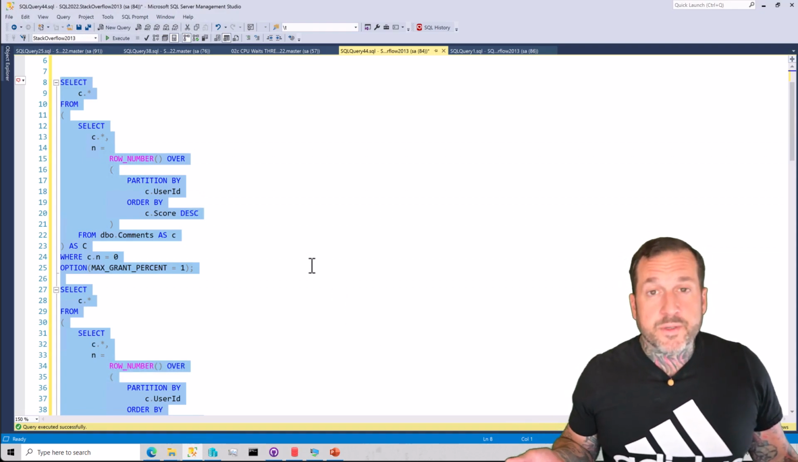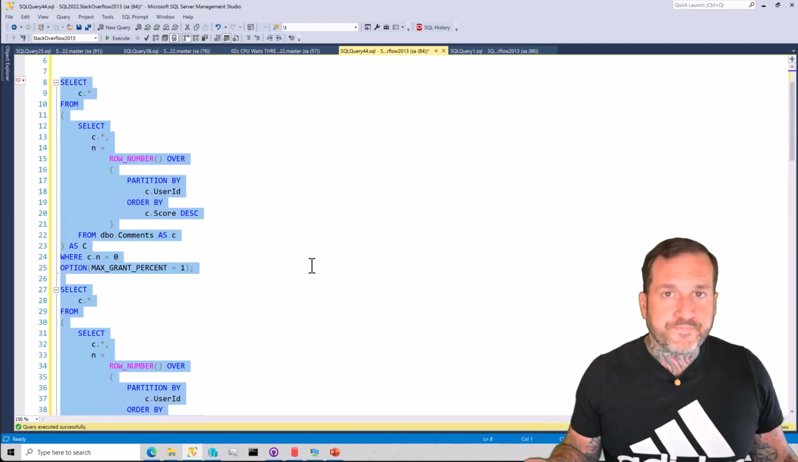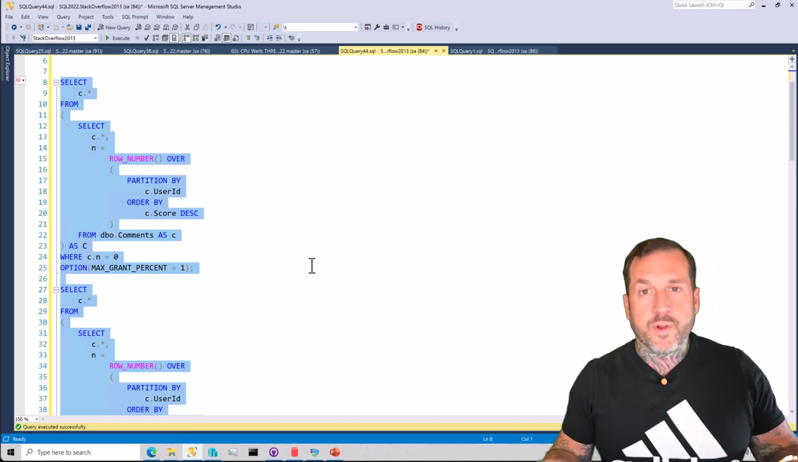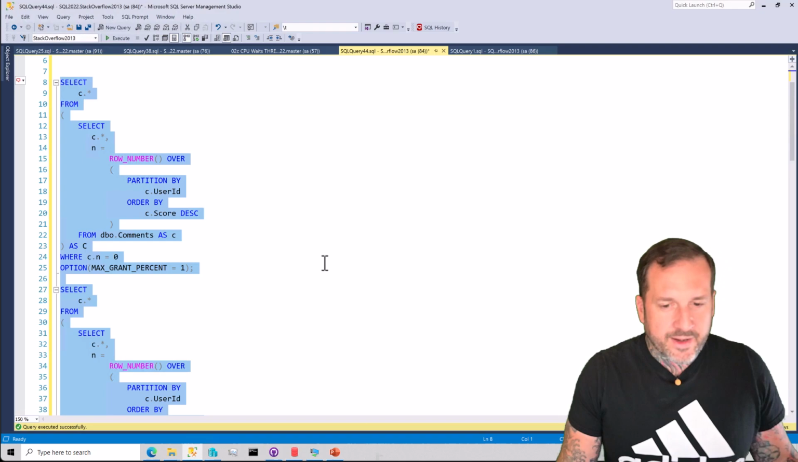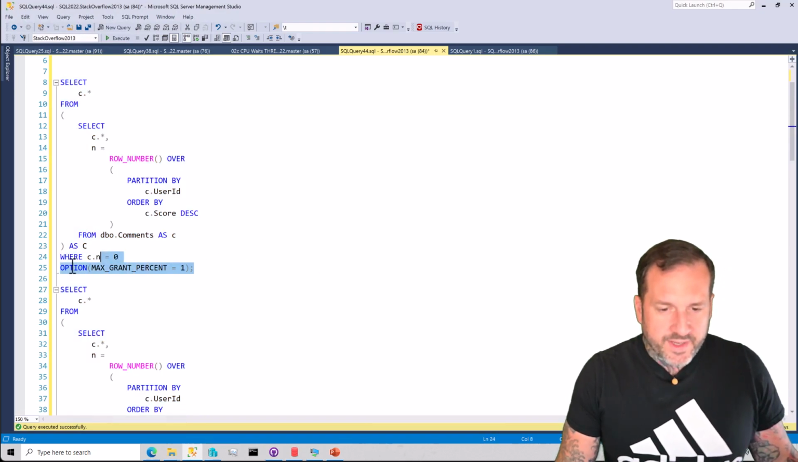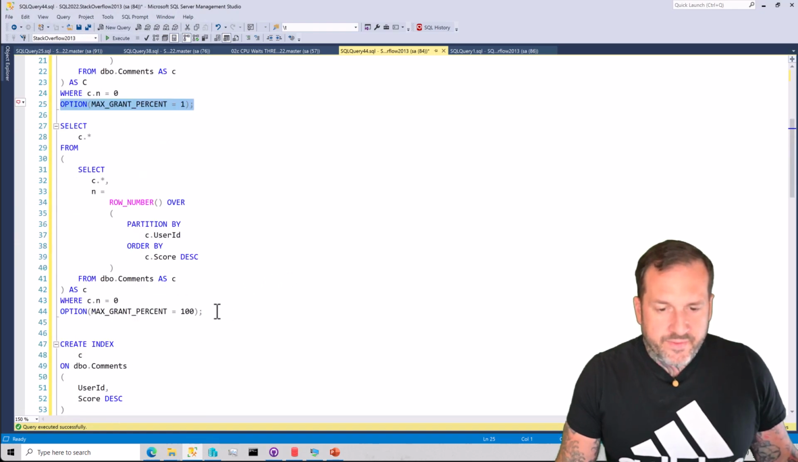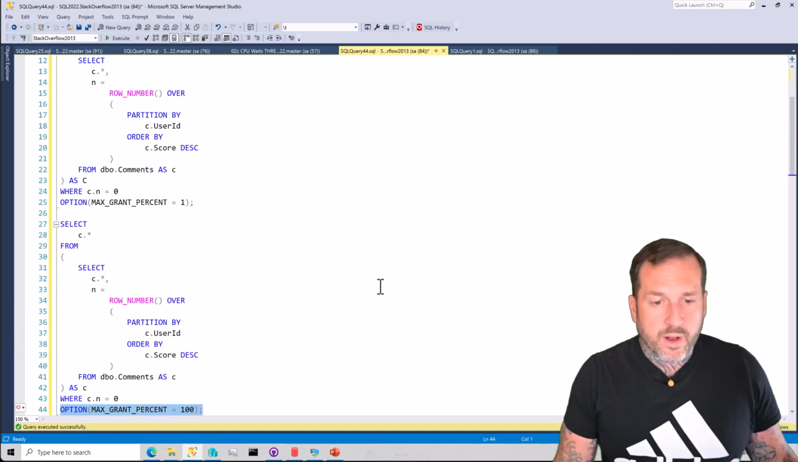If you use SQL Server Management Studio and you ever get annoyed that the results set is in the way, just hit Control and R. It'll bring the results set window down, and you can just hit Control and R again to bring it back up. It's pretty useful, at least for me anyway. So this first query is hinted to have a max grant percent of 1. And this second query is hinted to get 100% of the memory grant it wants.